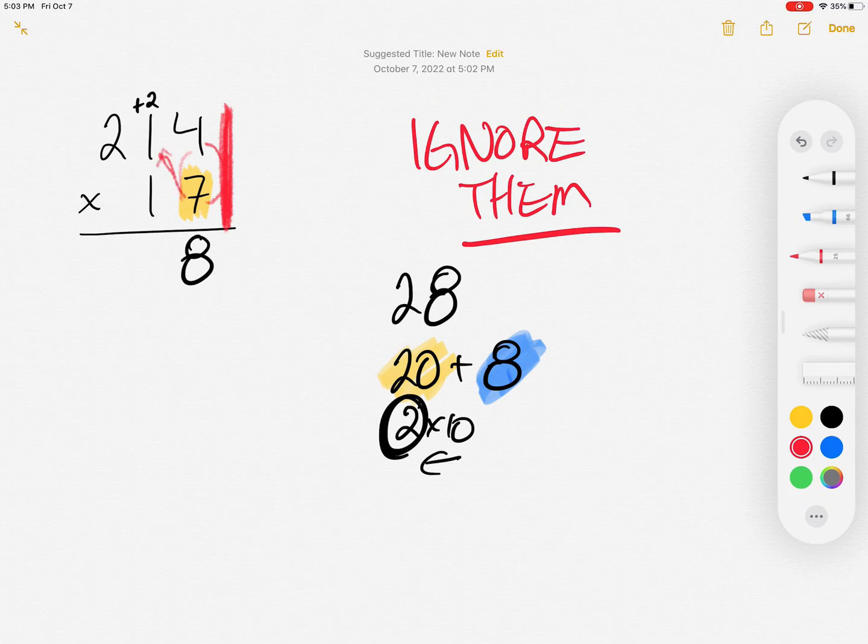Next thing I'm going to do, I'm going to go 7 times 1. Well, 7 times 1 is 7. Then I have to add these 2 groups of 10 that we identified earlier. So 7 plus 2 is going to be 9. Wrong pen. Come on. There we go.